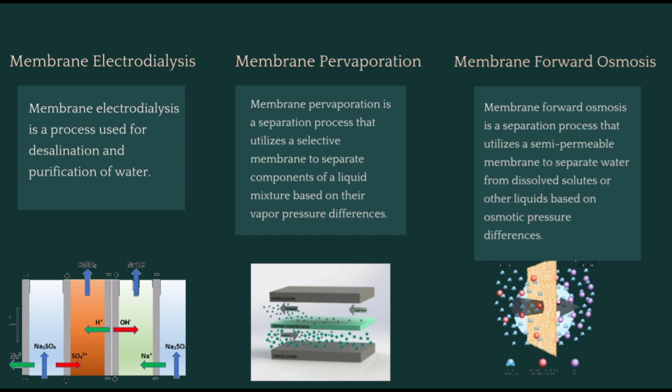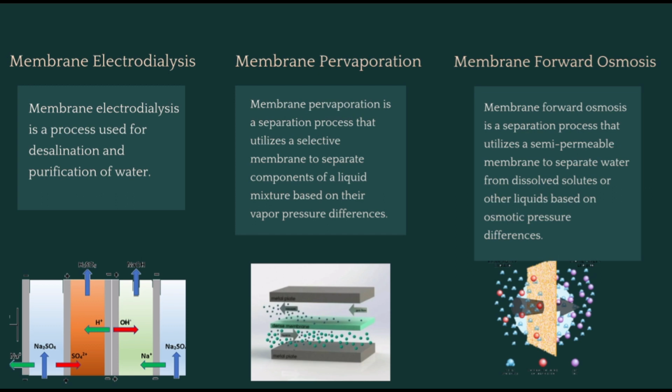So, the other three types of membrane. So first is membrane electrodialysis. Membrane electrodialysis is a process used for desalination and purification of water. So as you can see in the picture, it involves the use of ion exchange membranes and an electrical field to separate ions from water molecules.